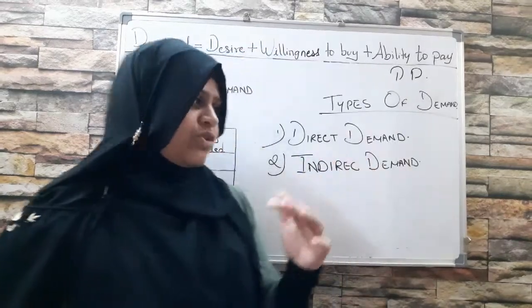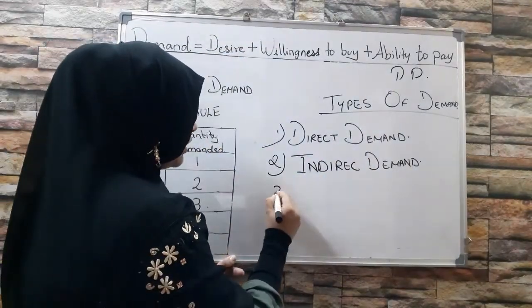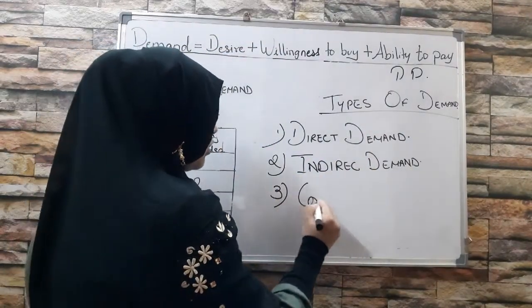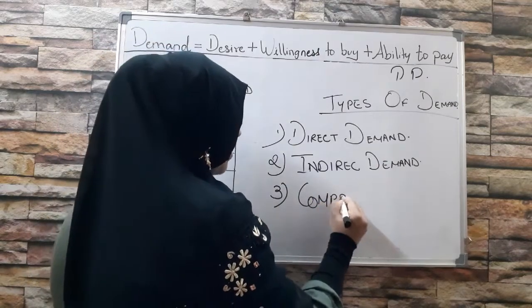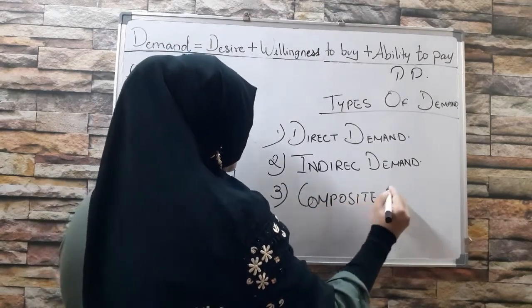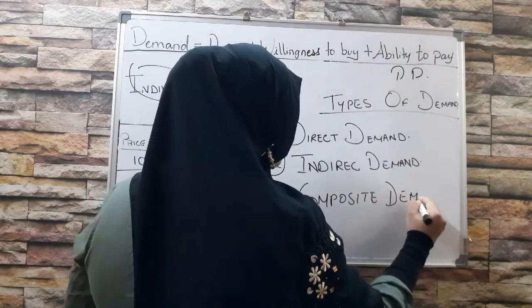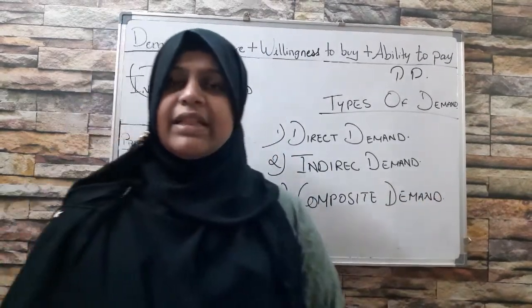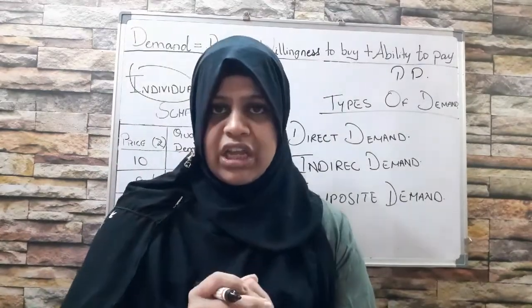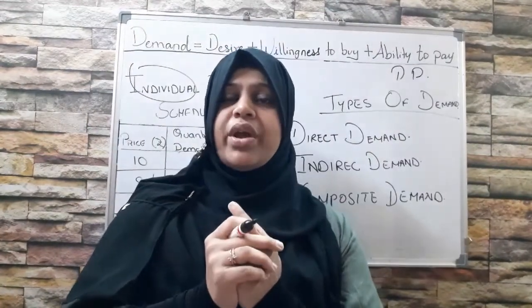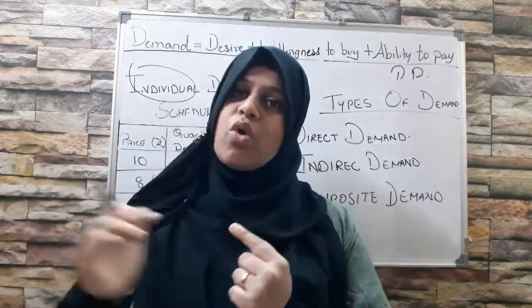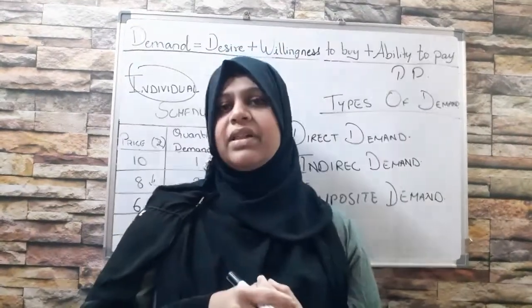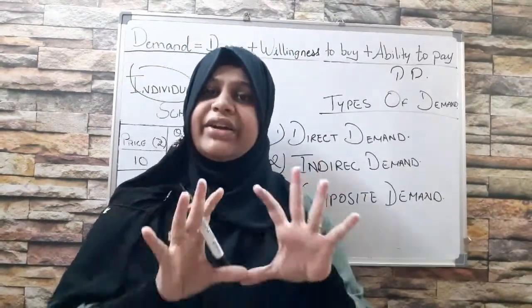All right, next one, third one, composite demand. Now, what is composite demand? Composite demand is the demand for a commodity which is going to fulfill many other wants. A basic example that I can give you is electricity.